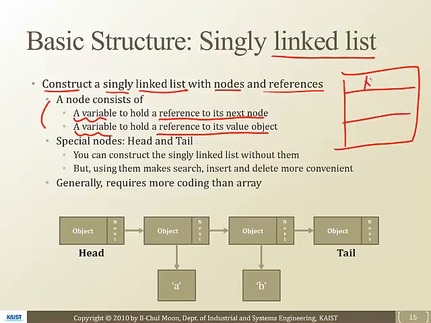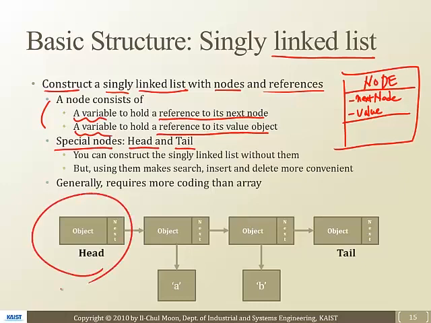So there is a node class, and there will be a reference-holding variable called next node, right? Like this. And then you will have the variable called value of the node, right? And there are special nodes, head and tail, right? And then this head doesn't have a value.